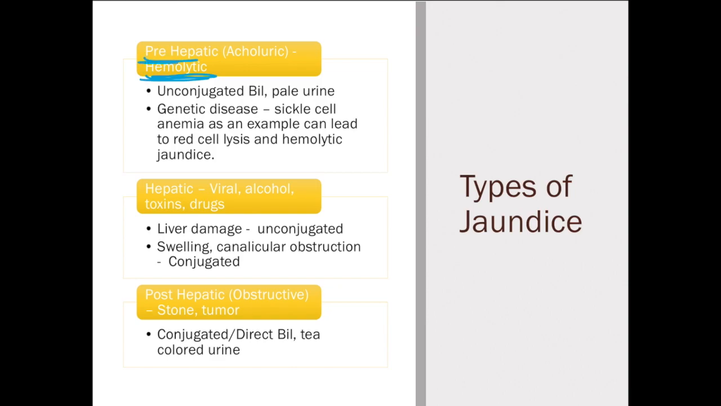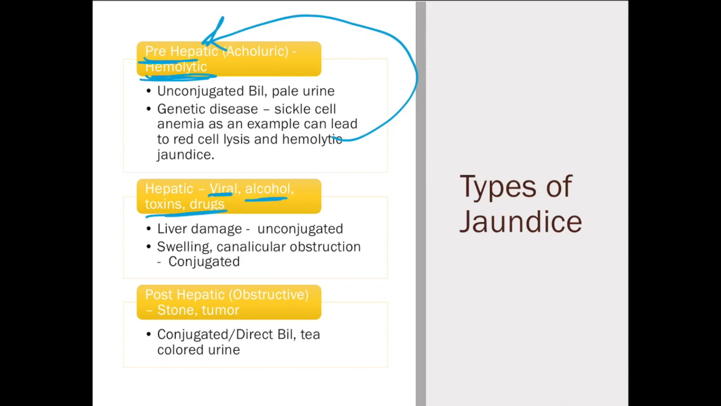So again, anytime you see the word hemolytic or anything that has to do with a disease of red blood cells like thalassemia or sickle cell, think prehepatic, okay? And then you have your intrahepatic, so something has impaired the liver itself. There's liver damage, and that can be caused by a number of different things. It could be a viral hepatitis, alcohol, toxins, and drugs. There's a number of different things that can cause liver damage so that the liver is either unable to take up bilirubin or it's unable to conjugate the bilirubin.